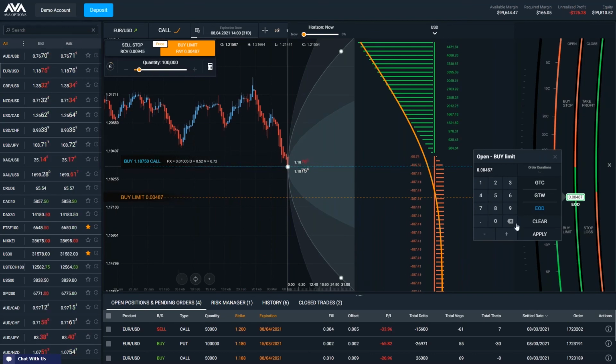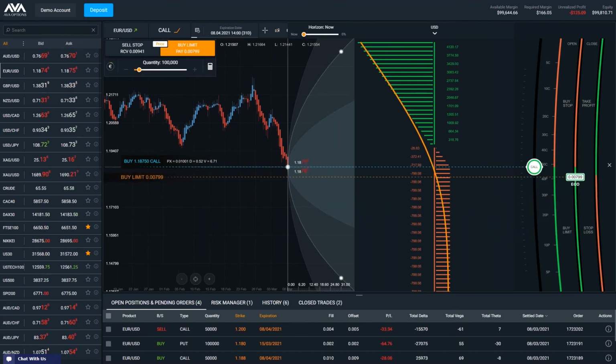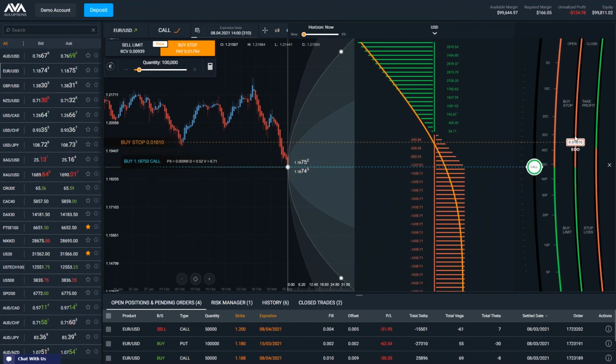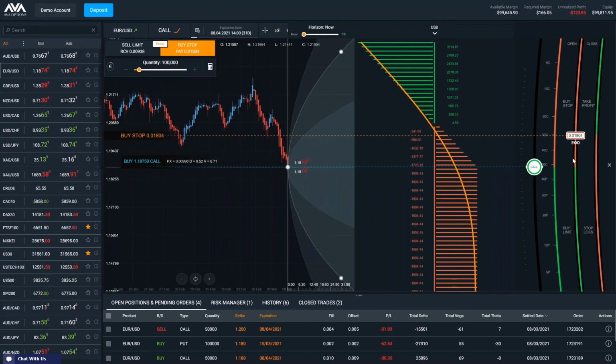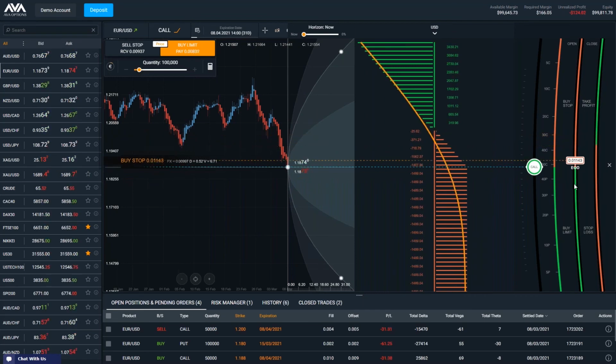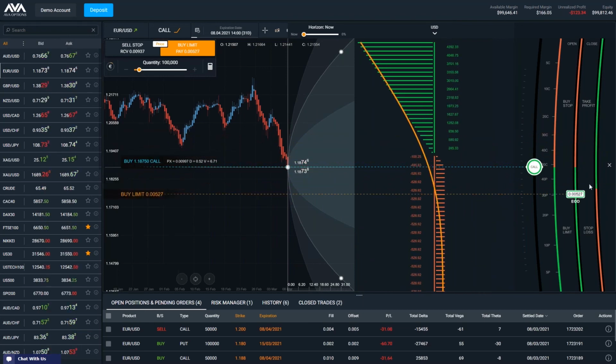I can put in my order again at 80 pips. I want to buy this option at 80 pips. I can buy it at any price I like. I can also put in, instead of an entry limit, an entry stop. You can't have both. For the entry, it's either an entry limit or an entry stop. There's an entry limit order with a contingent take profit and a contingent stop loss.